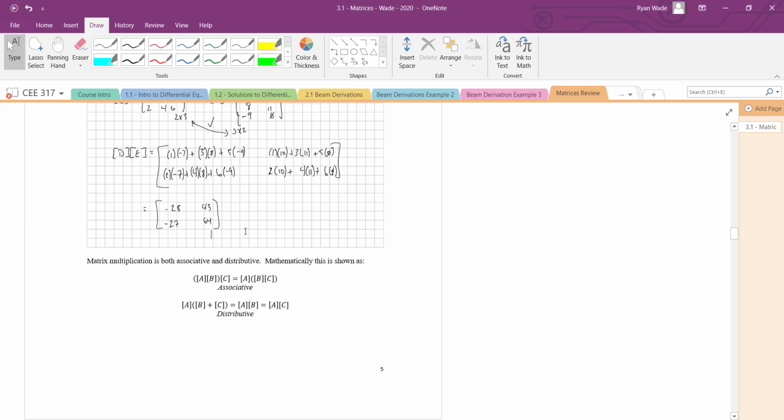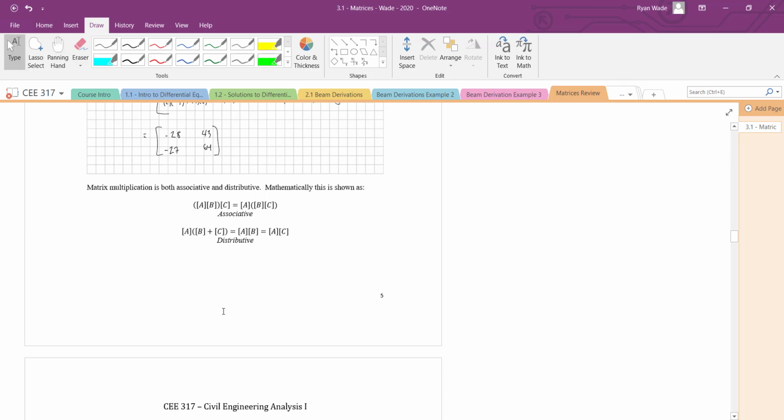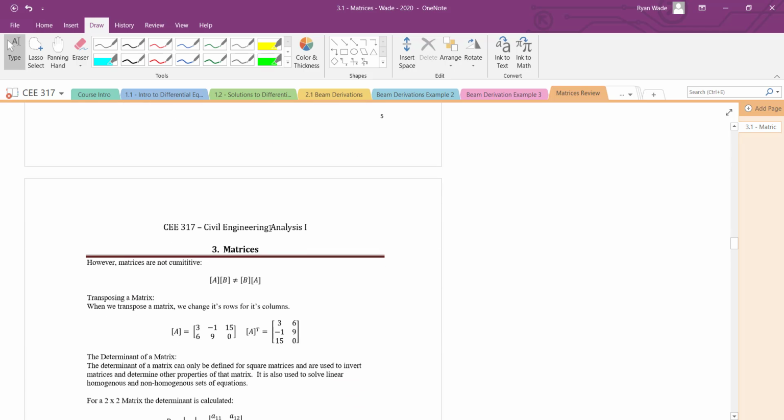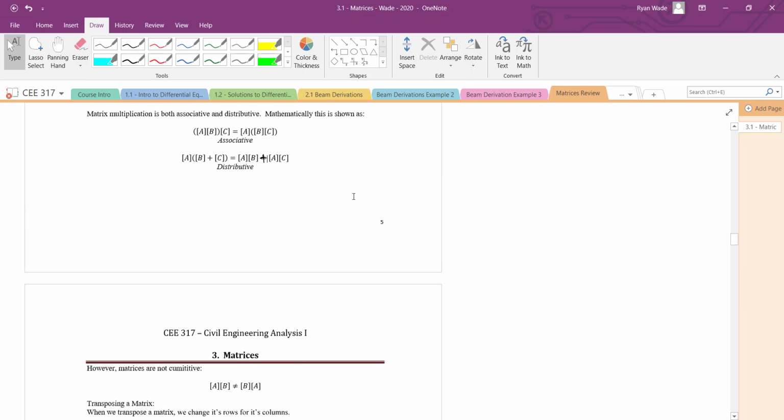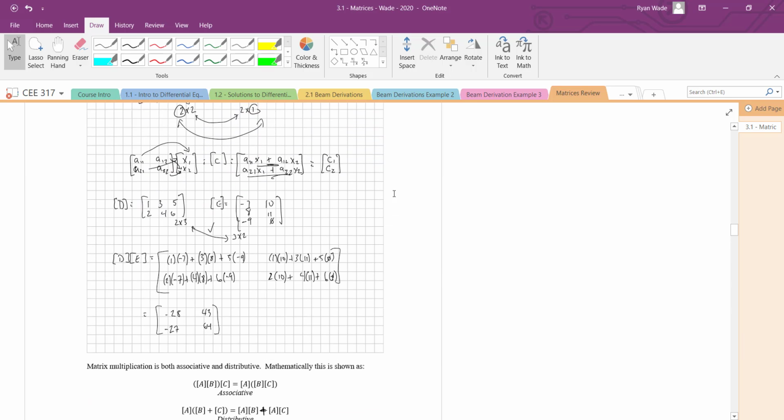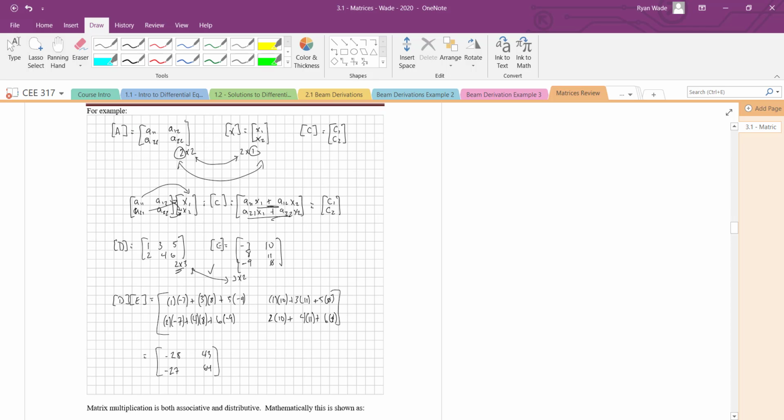It also means that, I need to double check my notes. A times (B plus C) is equal to A times B plus A times C. Yeah, actually, I think that's plus. That should be plus. But they're not commutative. So A times B does not equal B times A, which you can kind of see if you look at it the way that we talked about it. So if we were up here and we had a 2 by 3 and a 3 by 2, it's not going to end up being the same thing.